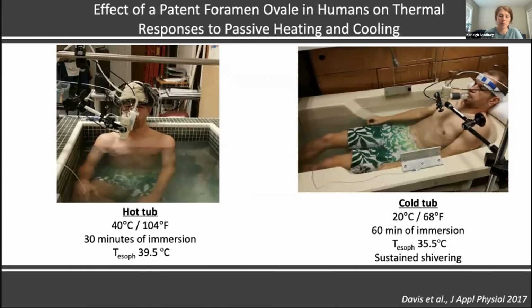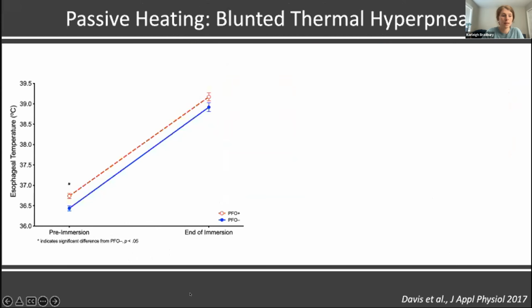In this study, we determined sustained shivering by an increase in VO2 by greater than 25% for 5 minutes or more. So this first graph is esophageal temperatures pre-hot tub immersion and end of immersion. And you can see the same thing we saw in the exercise study, with our PFO positive subjects having higher temperatures at the beginning of the immersion, throughout the entire immersion, to the time they got out of the hot tub.